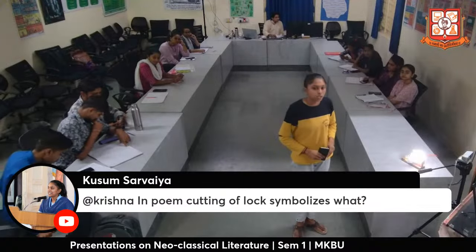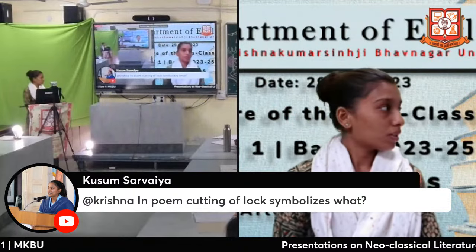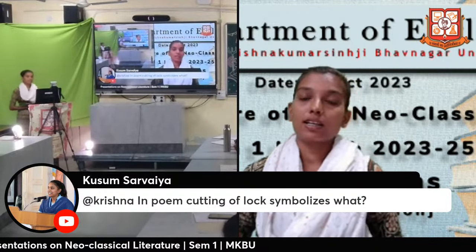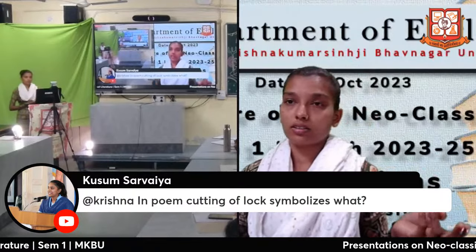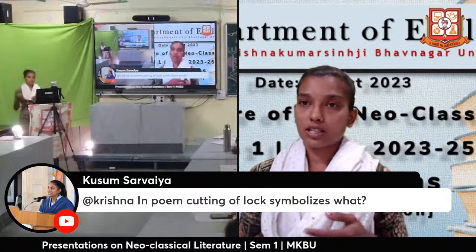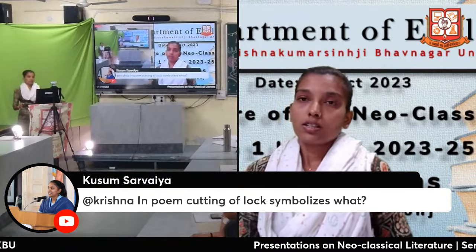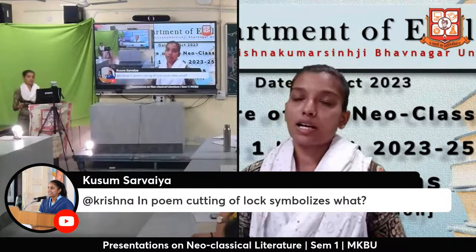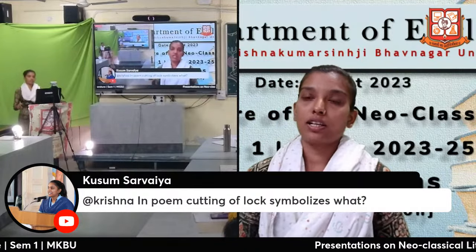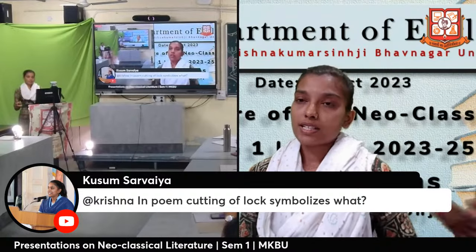In the poem, there is an incident of cutting of the lock. So what does the cutting of the lock symbolize? Belinda's hair symbolizes beauty and social status. The poem satirizes the superficiality and excesses of the upper class society in 18th century England, making Belinda represent the figure of a society.